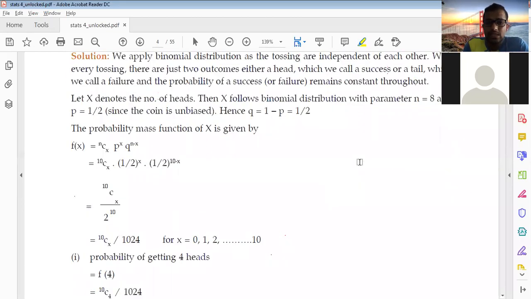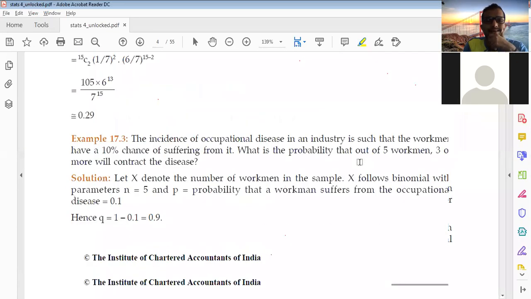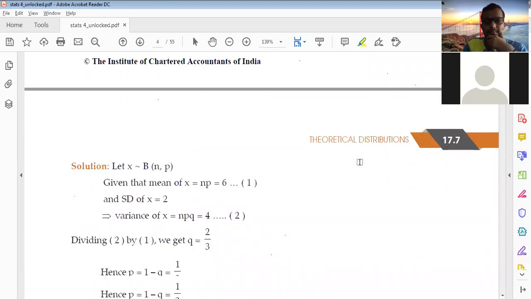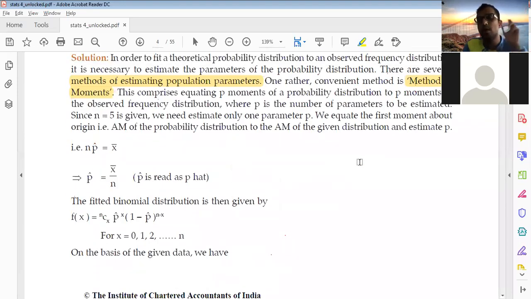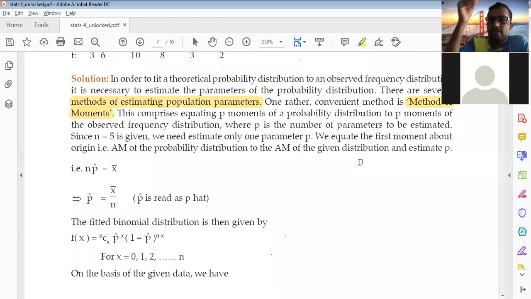For all these things, we said that binomial is used, and we also saw one of these sums regarding how to do a particular sum. And then students, when we were going through the theory, we saw one more point: in probability distribution, especially in binomial, to estimate the parameters for a frequency distribution, we use something called the method of moments. There are many methods, but we use the method of moments.